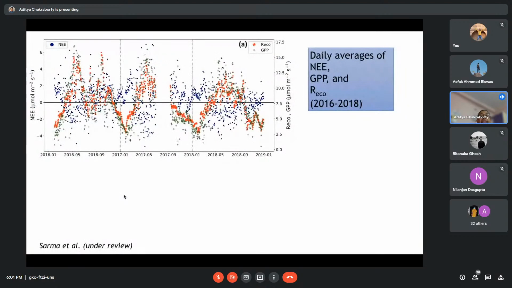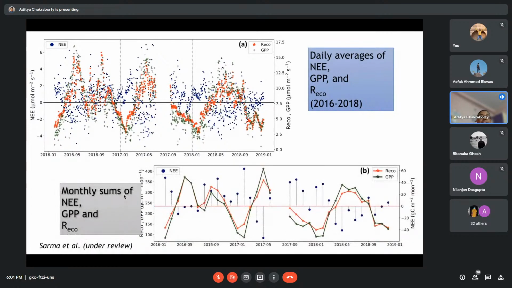Now, here it shows the daily average of NEE. This is not very important, we can skip this slide. But consider this one, the lower panel, which shows the monthly sum of NEE. What I explained earlier was the average value, but actually we have to calculate by integrating month-wise, which is shown in this diagram.